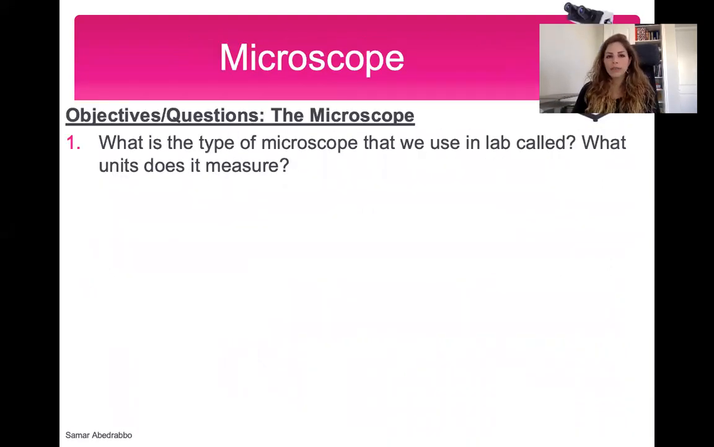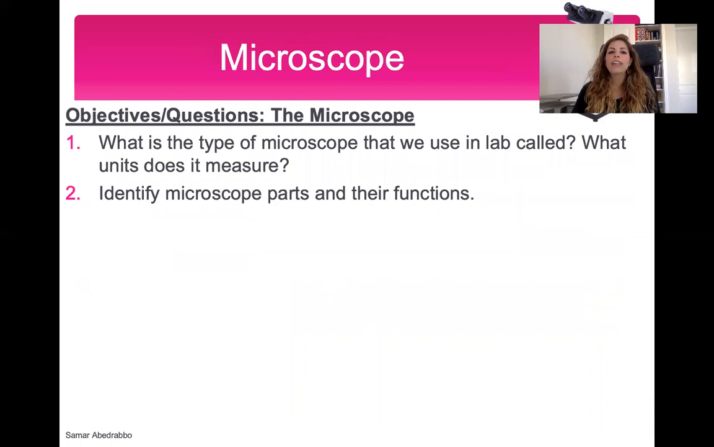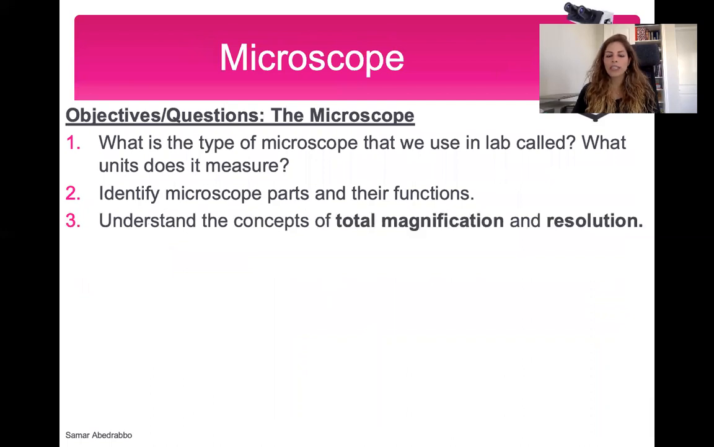So the objectives from this lab: I want everyone to know what type of microscope we used in lab, light microscope. What units does it measure? Remember, is it micrometers or nanometers? Go back and look at that. Know the microscope parts and their functions. Understand the difference between total magnification and just magnification.